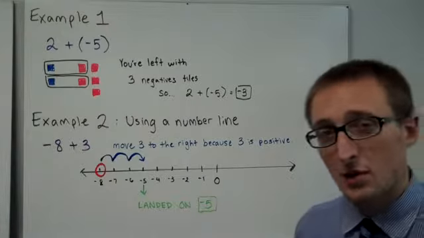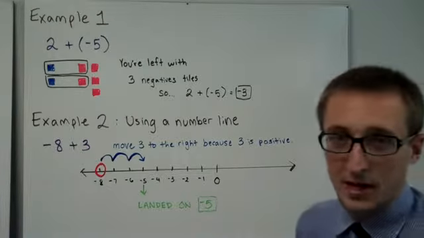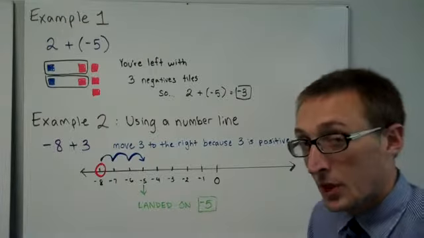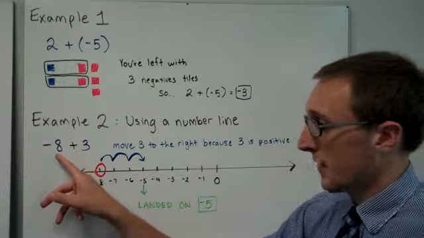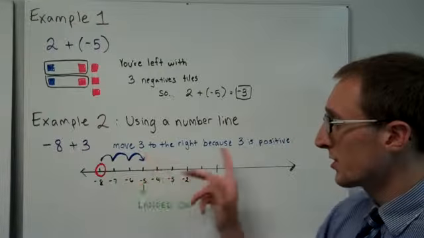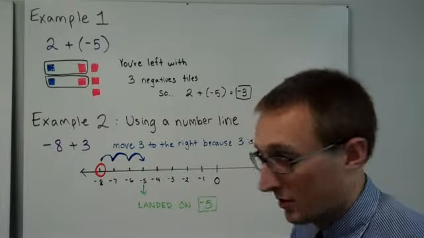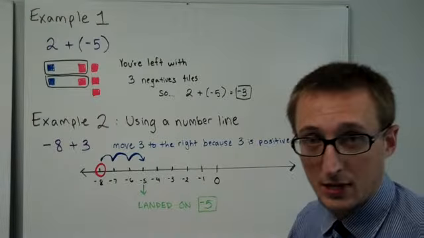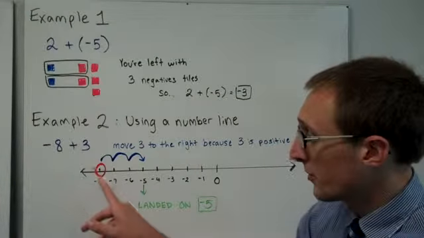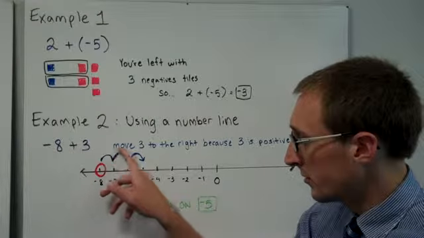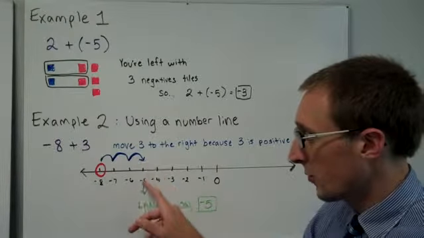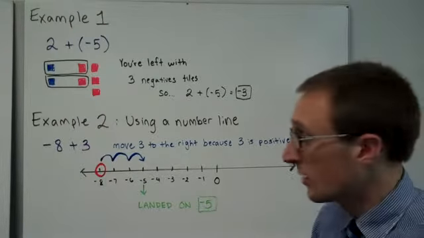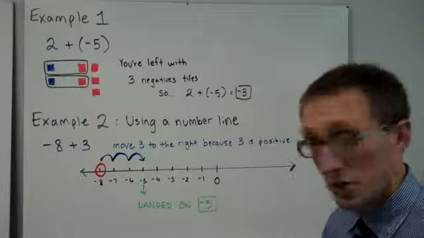Now, getting away from the tiles for a moment, you can also use a number line to represent integer addition. So say we have -8 plus 3. What this means is we're starting at -8, and we want to move 3 to the right because 3 is a positive number. Now, if we were adding a -3, you would move to the left because that's what negative numbers do. So we start at -8, and we move 1, 2, 3 to the right. And wherever you land on the number line is your answer. We landed on -5. So -8 plus 3 is -5.